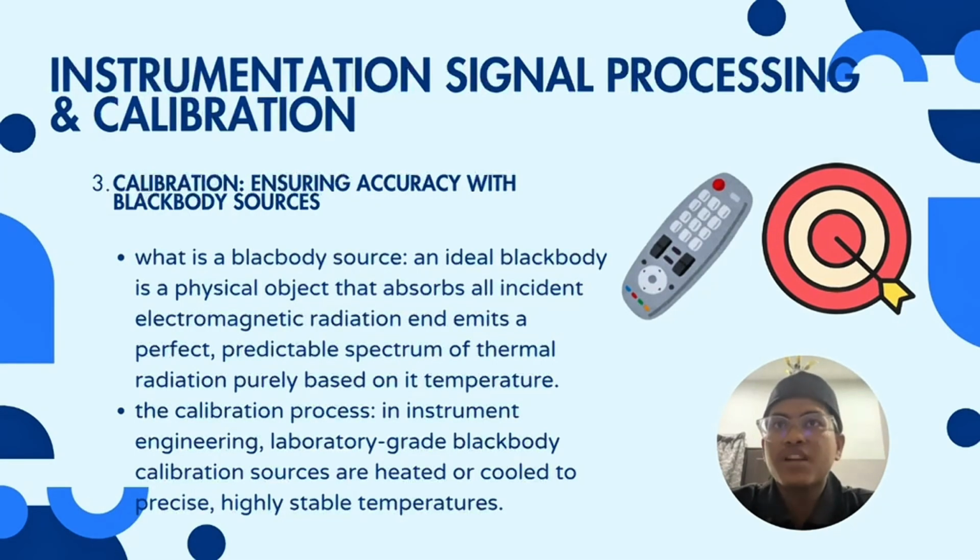In the engineering lab, we use commercial blackbody calibration cavities that can be set to exact, highly stable temperatures. We point our IR instrument at the blackbody at several known intervals, for example, exactly 20 Celsius, 50 Celsius, and 100 Celsius. By mapping the sensor's electrical output against these perfect reference points, engineers create a precise calibration curve. This curve is programmed directly into the device software. This ensures that when an end user points the instrument at a real-world object, the internal data translates flawlessly into a highly accurate temperature measurement.